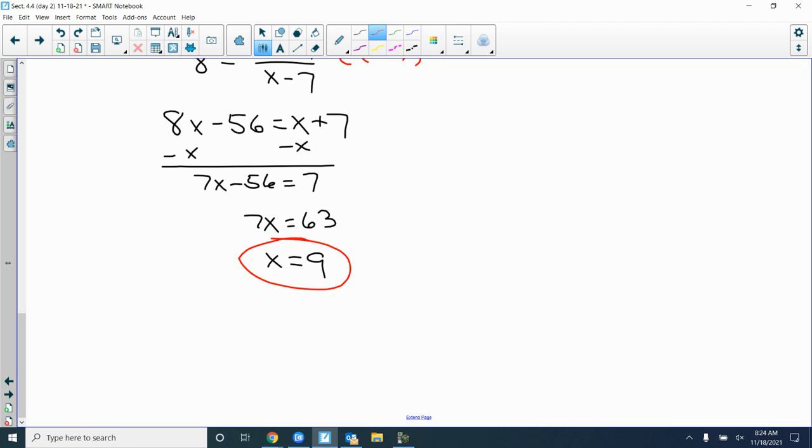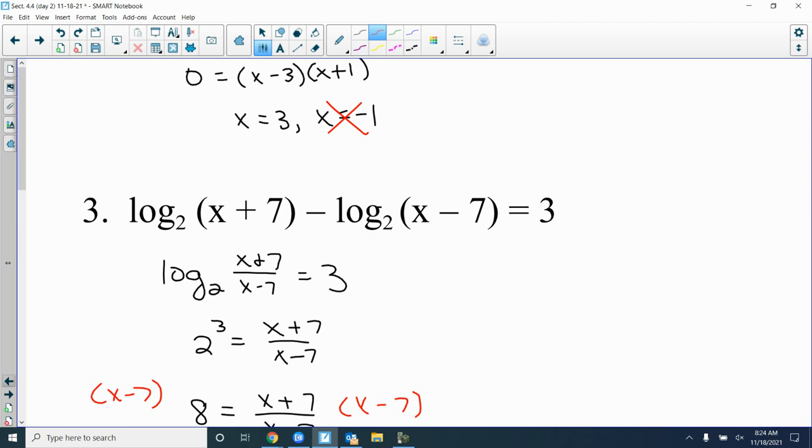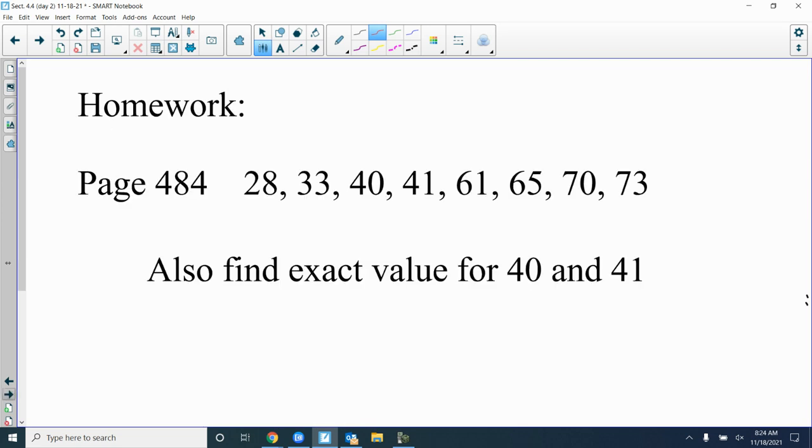So this is where we got logs. The equation has a log in it. The ones before that are exponentials, where you have to take the log of both sides. So two different things going on.